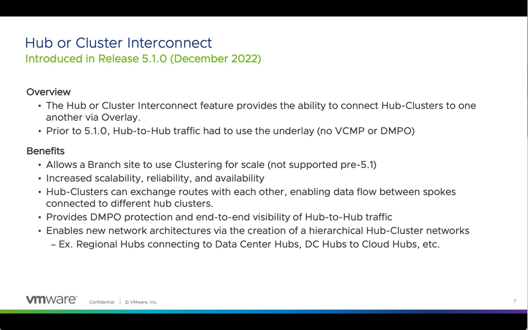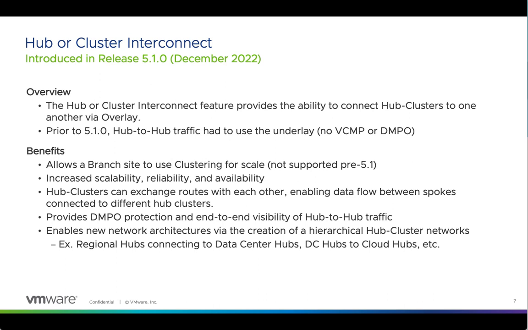Let's take a moment to discuss some of the ways this feature may be useful. First, it allows branch locations to use clustering for scale. Prior to 5.1, only hub sites could use clustering due to the routing limitations I mentioned before. It also enables the creation of a hierarchical network of hubs and clusters peering to one another. A major benefit is hybrid multi-cloud support. Since the cloud doesn't support Layer 2, virtual SD-WAN edges must be deployed as a cluster to achieve redundancy. In the past, this prevented an on-prem cluster from acting as a hub or a spoke to a cloud-hosted cluster.